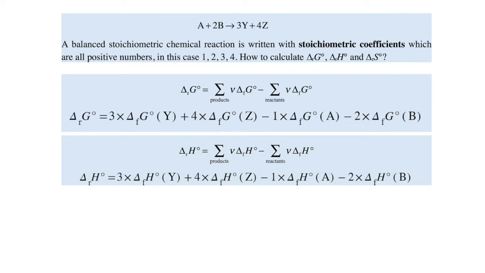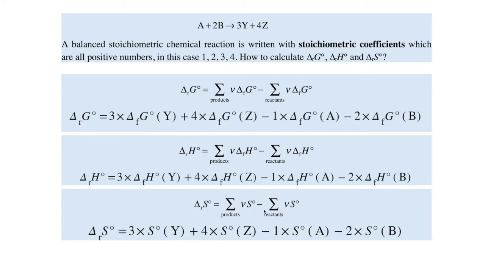A similar scheme is used for delta H. Sum up all the products, multiplying each delta H of formation by the appropriate stoichiometric coefficient, and subtract off all the reactants. For delta S, it looks a little bit different. Delta S for a reaction is calculated from absolute molar entropies.